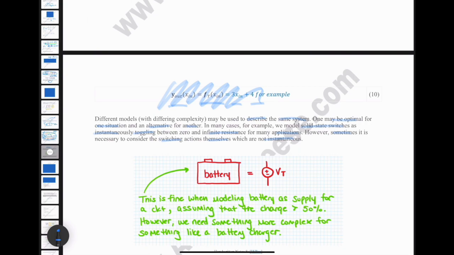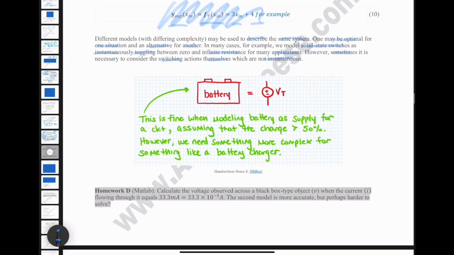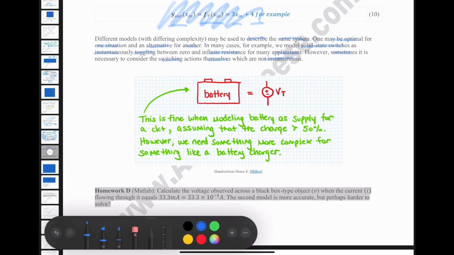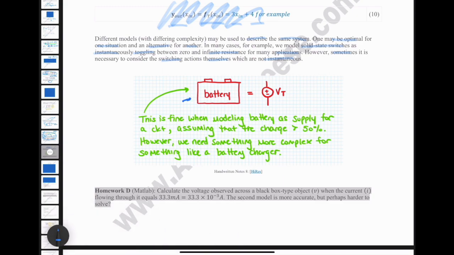And if we're looking at a transient over a very short time period, where that time window is on the same scale as the length of time required to open or close the switch, then we have to consider the effect of the switch on it. So if we look here, we have a battery, and we have the most basic model of a battery, which is simply just the voltage source.